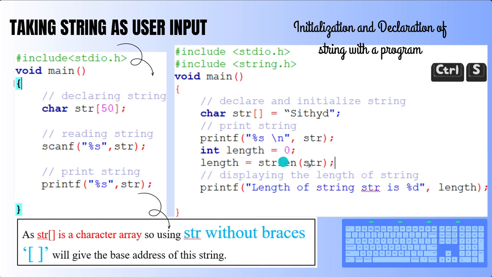strlen is a string function which is not defined under stdio.h. We have to include the string header file, string.h. We will be learning about the string functions in the next slides. Moving on.